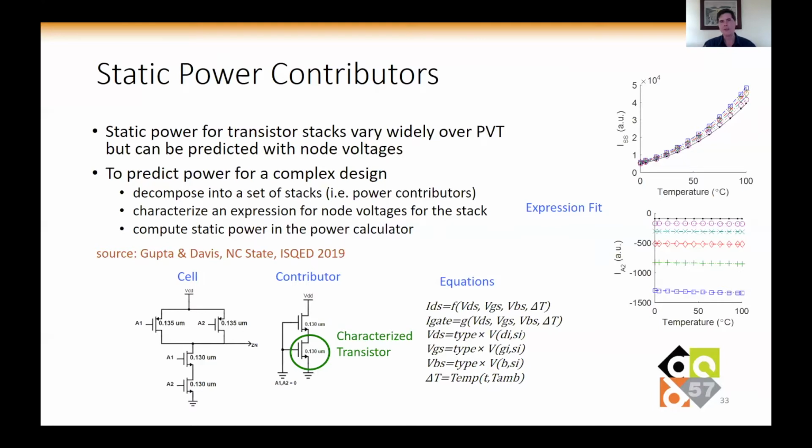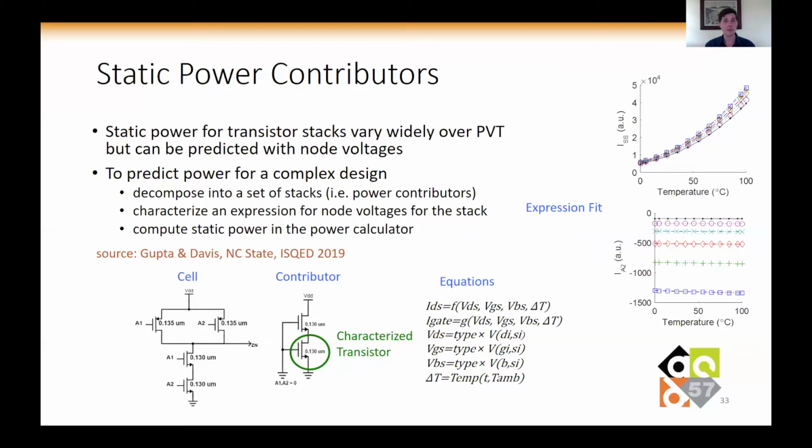I do that by applying those node voltages to the same SPICE model equations that were used to characterize the node voltages in the first place, as well as the static currents. So it's got the same accuracy as SPICE. However, it's much, much faster because I don't need to do any of the Newton-Raphson iterations that I did for the SPICE simulations. And also, the number of contributors is not that large. There's a finite number of stacks in the design. And so as long as I compute the power for each one of those, I've got a pretty good estimate.